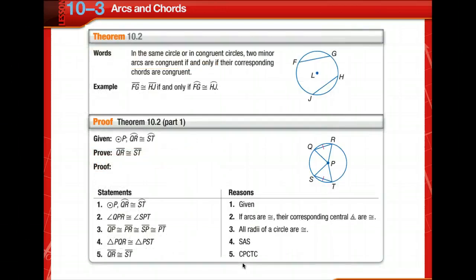A chord is a segment with endpoints on a circle. Now, if a chord is not a diameter, then its endpoints divide the circle into a major arc and a minor arc. So here is theorem 10.2 that says in the same circle or in congruent circles, two minor arcs are congruent if and only if their corresponding chords are congruent.